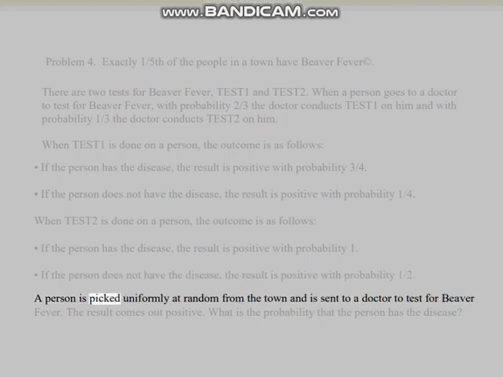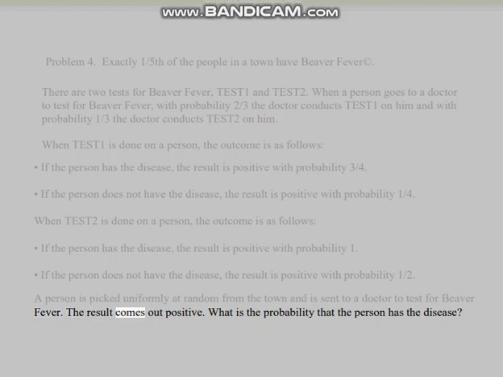A person is picked uniformly at random from the town and is sent to a doctor to test for beaver fever. The result comes out positive. What is the probability that the person has the disease?